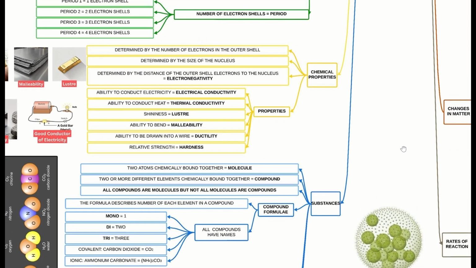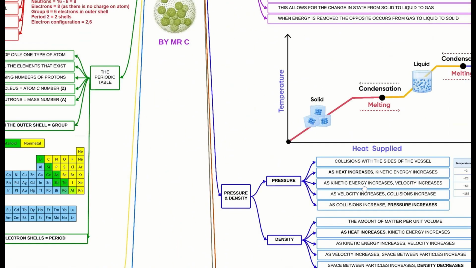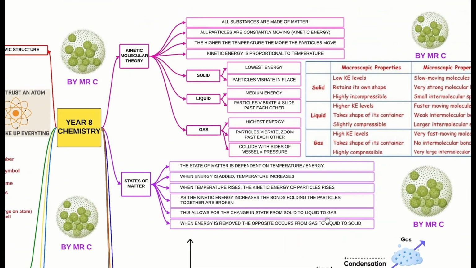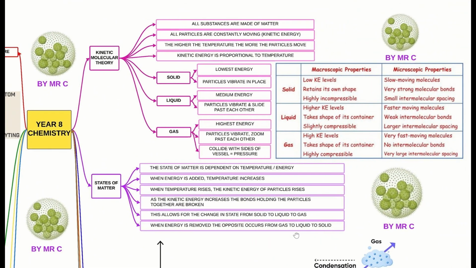Okay, then we're going to scoot up to the very top on the other side, and we can see here that we're going to start with kinetic molecular theory. So all substances are made of matter. We can see that particles are constantly moving, and the fact that they're constantly moving, we say that they all have kinetic energy. The higher the temperature, the more the particles move. Therefore, we can say that kinetic energy is proportional to temperature.